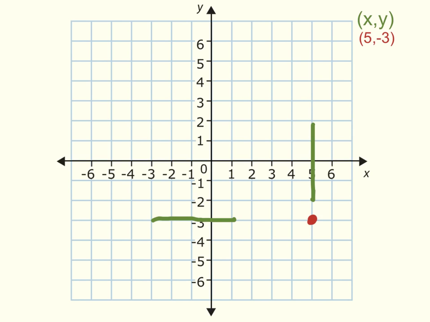So when we're actually done graphing, we don't want this point, this line here, or this line here. We just want to put that dot saying that is the point 5, -3.